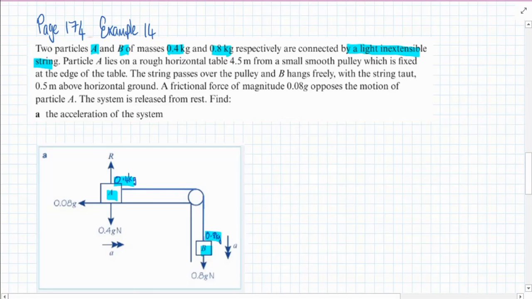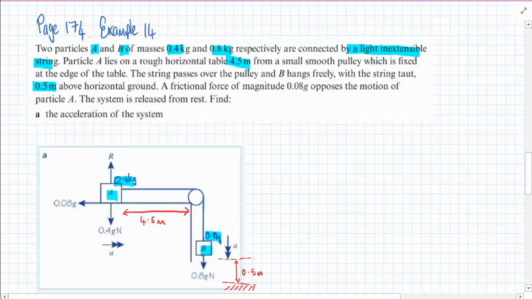We're told that particle A lies on a rough horizontal table 4.5 meters from a smooth pulley. So I now know that the distance between A and the pulley is 4.5 meters. And the smooth pulley, which is fixed at the edge of the table. The string passes over the pulley and B hangs freely with the string taut 0.5 meters above horizontal ground. So let's put that distance in. I usually do some lines like this to indicate a solid surface.